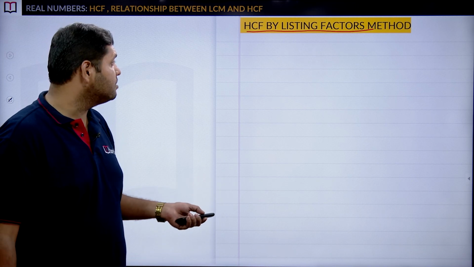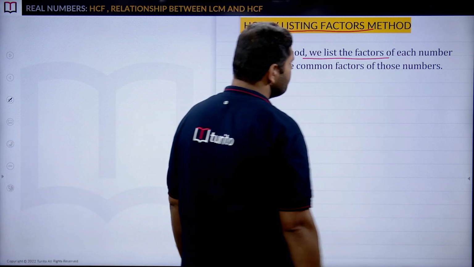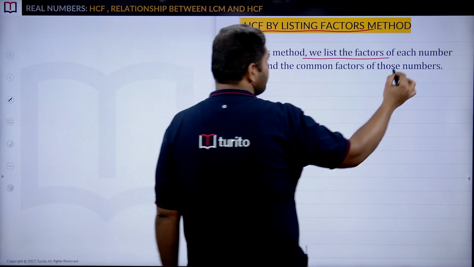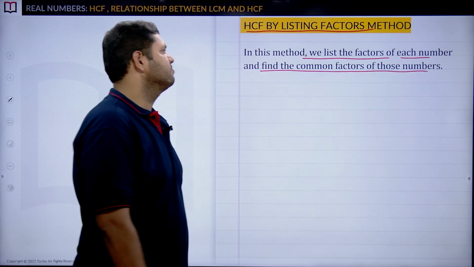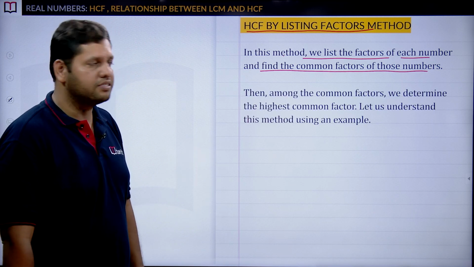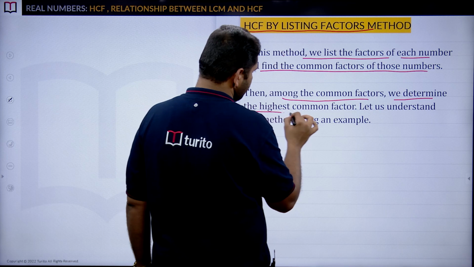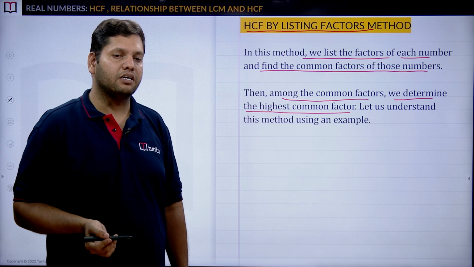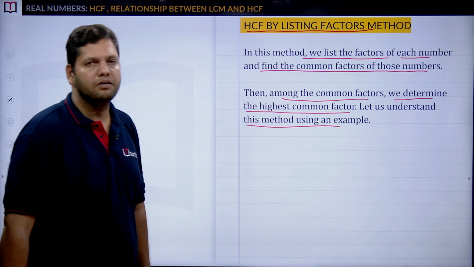Actually, what is happening in this method? In this method, we list all the factors of each number, isn't it? Then we find the common factors among them. That is the first step. After finding the common factors, among them we determine the highest common factor. That means we will identify the highest common factor. So the highest common factor is the HCF of the numbers. Clear?